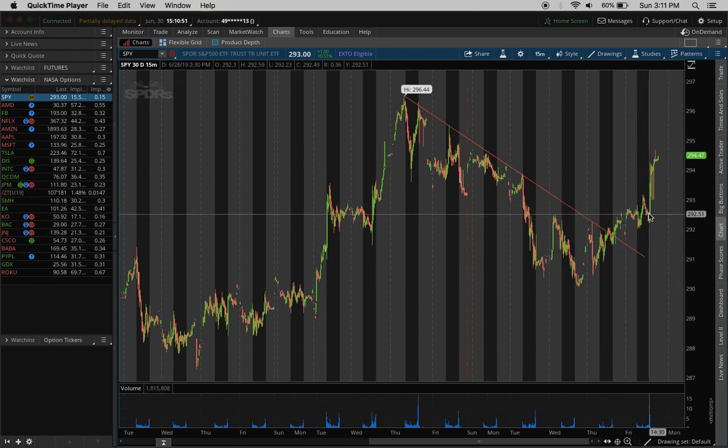So I was like, guys, let's look for a green day because we're holding above this trend line that's been acting as a resistance. And guess what? We eventually got that huge green day on Friday.